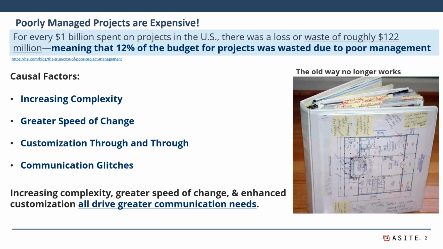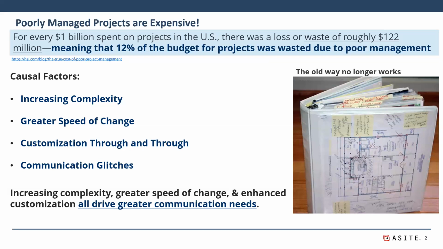This study was a little dated, a couple years old, but I don't think it's changed much. A group did a study and said for every $1 billion spent on projects in the US, there was a loss or waste of roughly $122 million. So 12% of the budget for every project was wasted due to poor management. And certainly that's where we come in. We think we can be very helpful in helping construction companies better manage their projects.